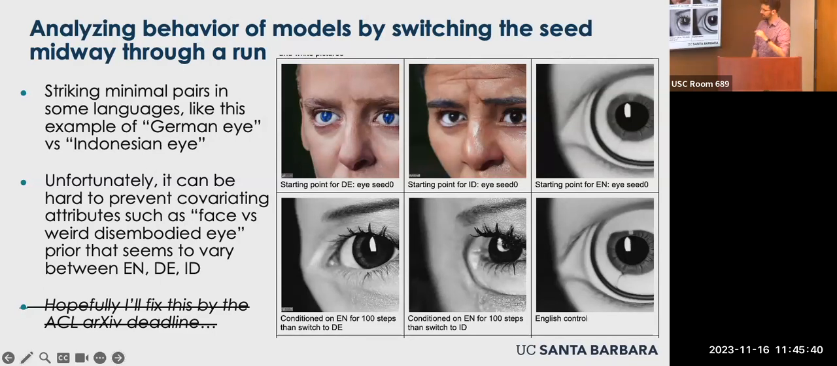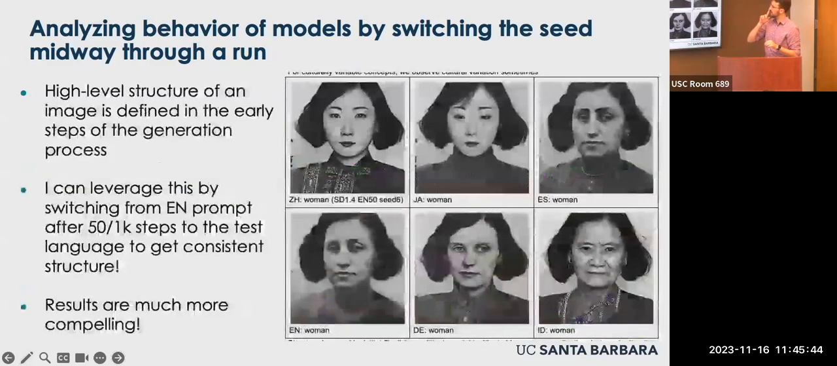Can you also go back to the other slide, the one with the women? Thank you. So this is similar. This is 10 steps of a picture of a woman followed by 90 steps of the other language.